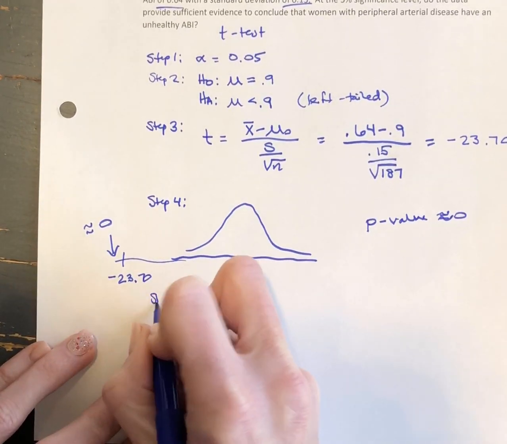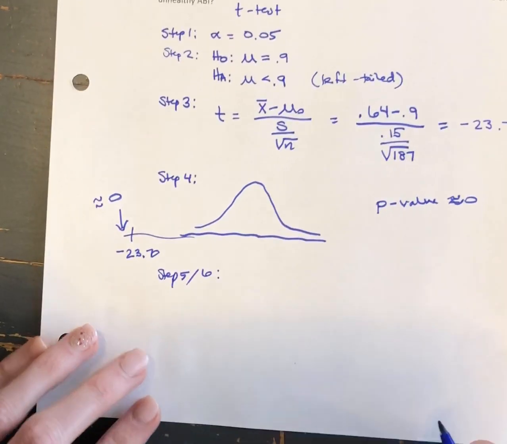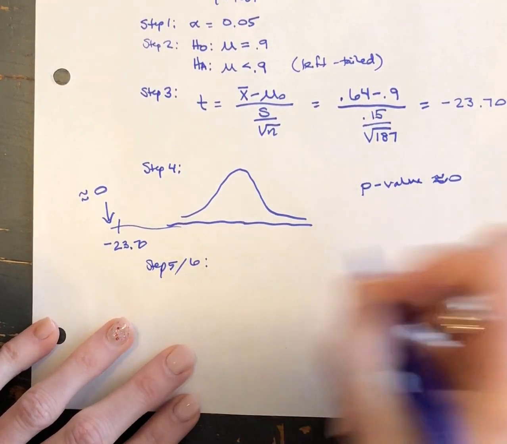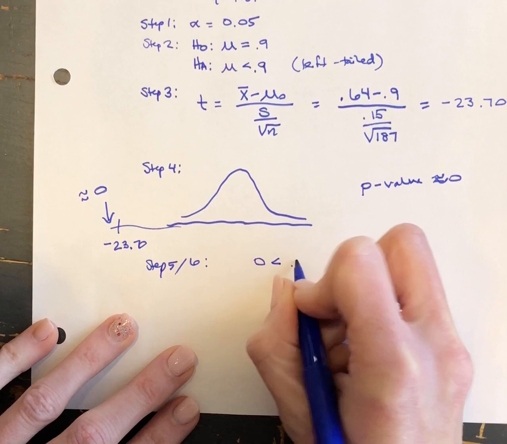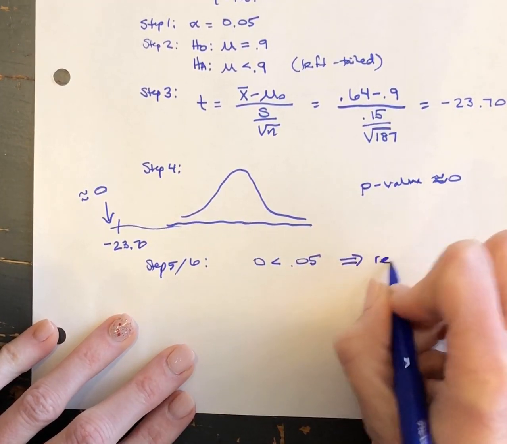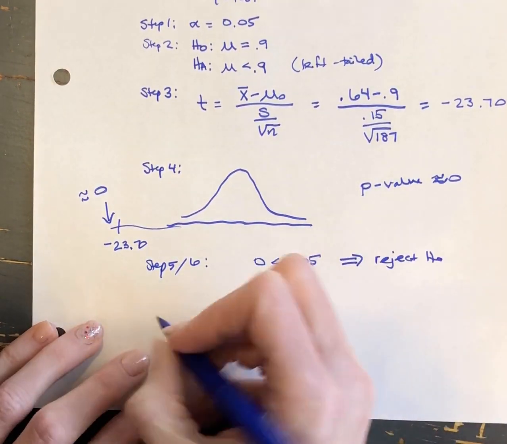Okay. Steps 5 and 6, we usually combine, and that's where we're making our decision. So if we take a look here, comparing our p-value to alpha, our p-value of 0 is definitely less than alpha, which was 0.05. And that means we are going to reject the null in favor of the alternative.